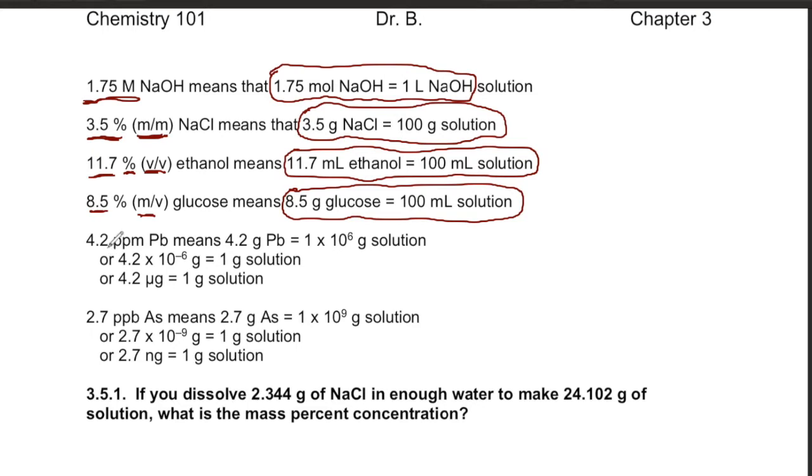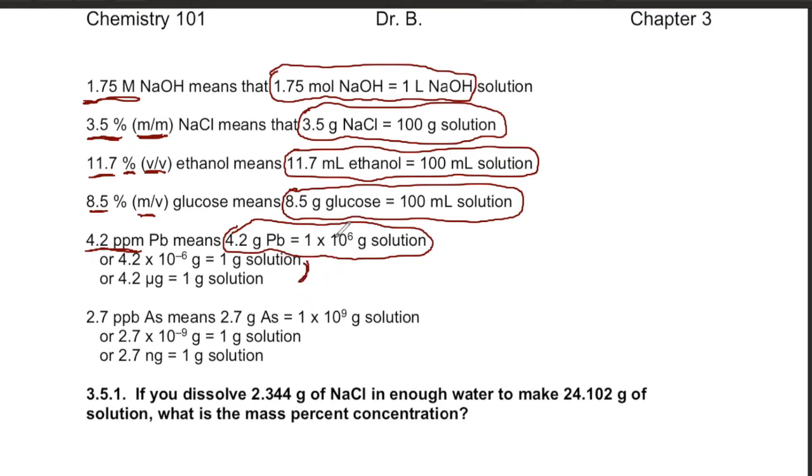All right, let's keep going with ppm. What does ppm mean? 4.2 ppm, parts per million. That means there's 4.2 grams per million grams. So we have 4.2 grams of lead in every million grams of solution. So then these are just other ways to express that.